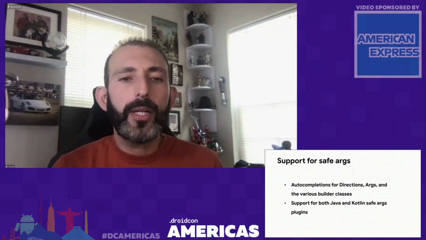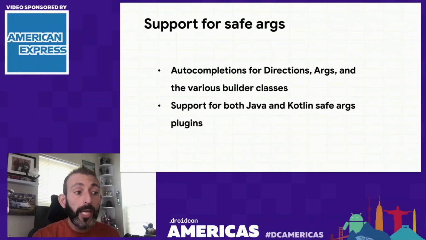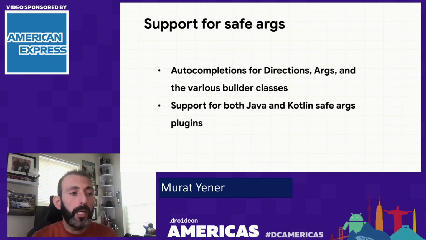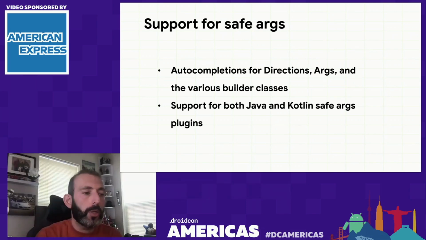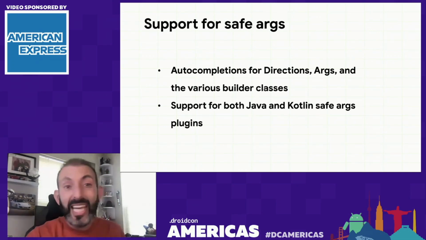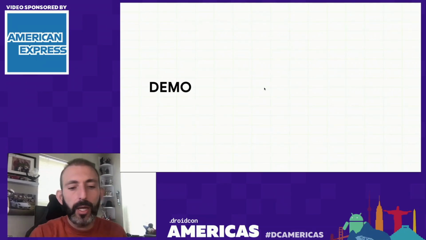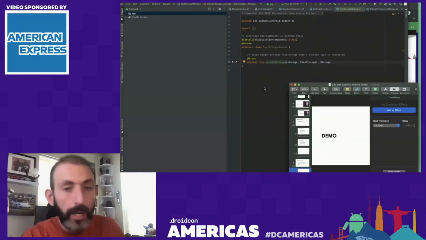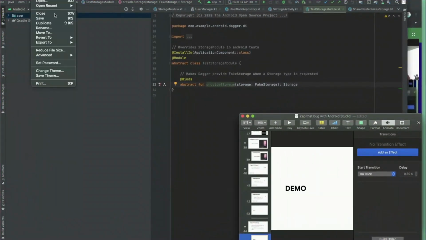Support for SafeArgs. The navigation component is great, but gets even better with proper tool support. Now you can use auto-completion on directions, args, and various builder classes. Both Java and Kotlin SafeArgs plugins are supported. And again, I have a quick demo for this if we have time. Let me switch to that.